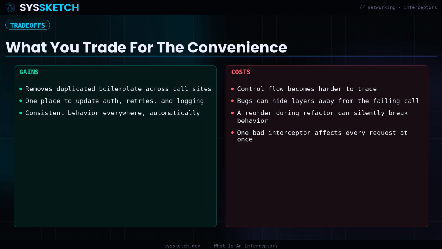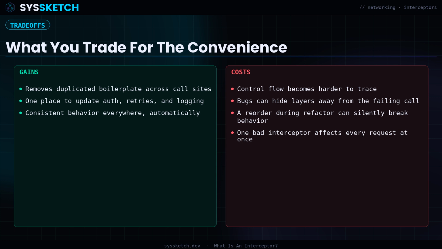Interceptors aren't free. Because they run invisibly, they make control flow harder to trace. A request can be silently retried, modified, or redirected, and none of that shows up at the call site. Debugging gets harder too. A bug might live in an interceptor 3 layers removed from the function that actually seems to be failing. Order dependency is a real risk. A chain that works today can break silently if someone reorders interceptors during a refactor. And because the logic is centralized, a bug in one interceptor affects every single request in the system at once, not just one call site.